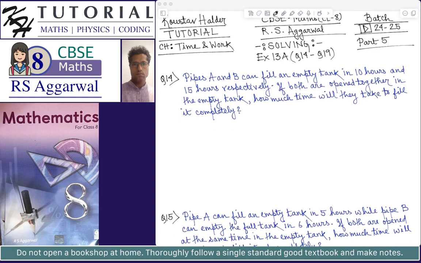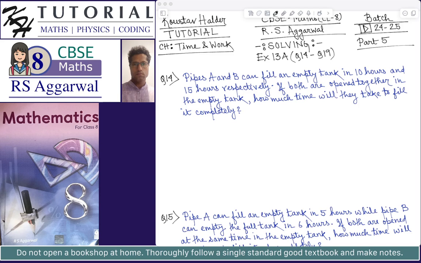Problem number 14 says pipes A and B can fill an empty tank in 10 hours and 15 hours respectively. If both are opened together in the empty tank, how much time will they take to fill it completely? So this is a very standard and straightforward question.